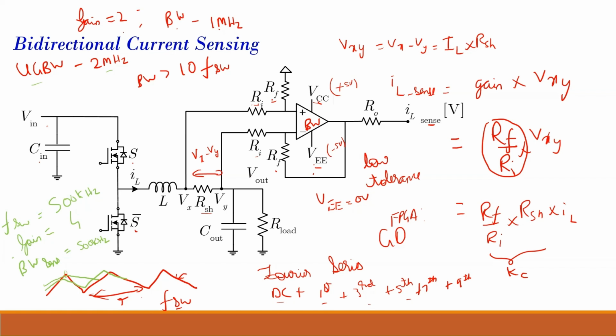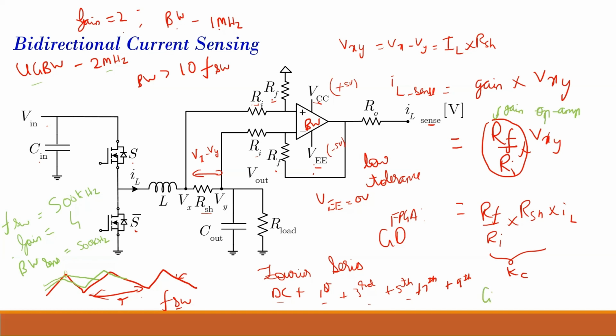Is the gain in the gain bandwidth product equal to RF by RI, sir? The gain of your op-amp is RF upon RI. Is the same gain coming here also, sir? No, RF by RI is the gain of your op-amp, but the gain bandwidth product is different.